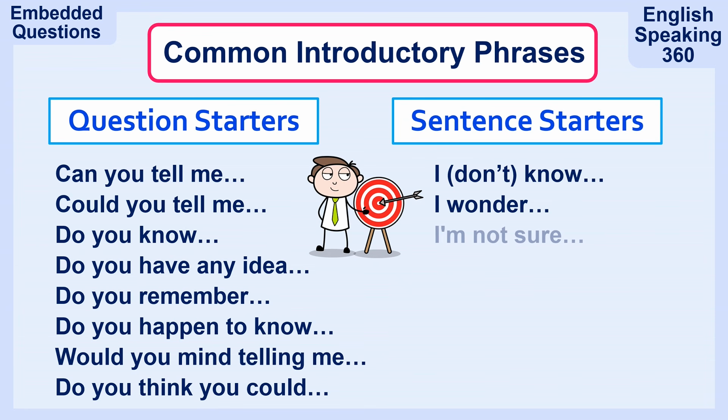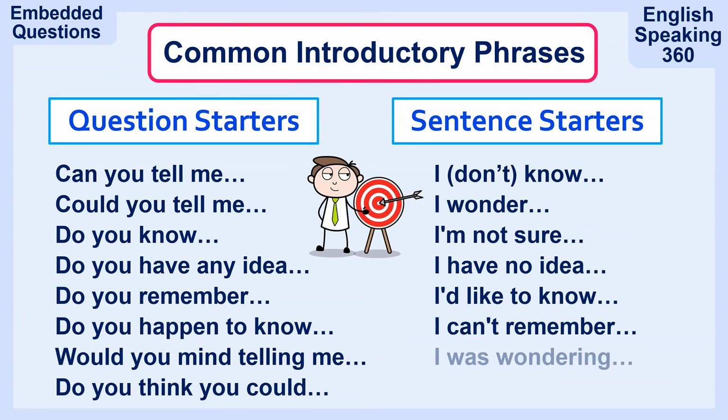If you want to use a normal sentence, you can say, I know or I don't know. I wonder. I'm not sure. I have no idea. I'd like to know. I can't remember. I was wondering. I don't understand. So today you will see both types of starters in my video.